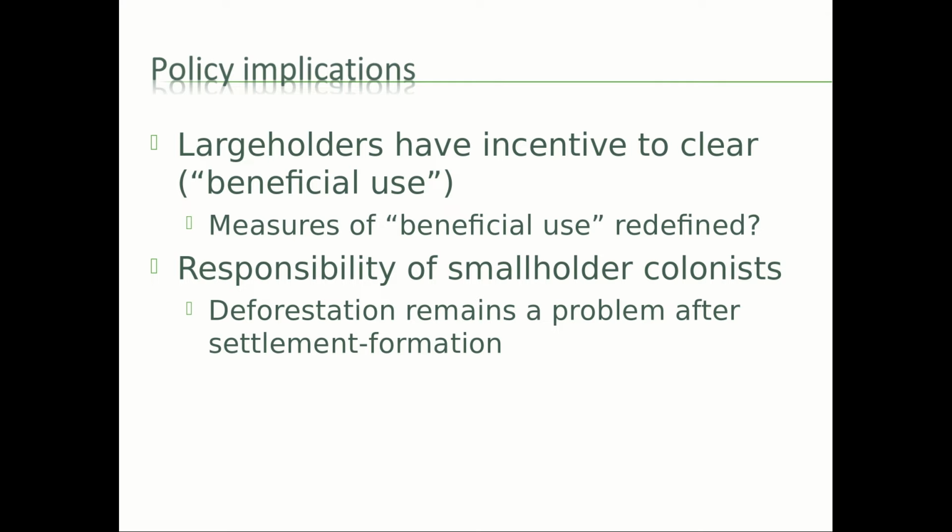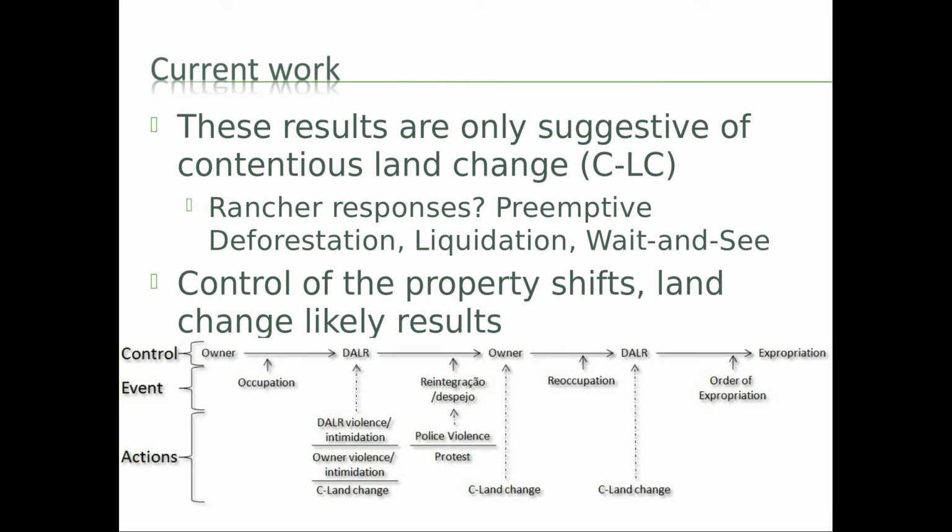There's also a responsibility here that some smallholder colonists and occupiers might be increasing the amount of deforestation too. Deforestation remains a problem even after land is taken away from large holders and given to small farmers. Deforestation still happens. So just because the land conflict goes away doesn't mean deforestation does. Now, the problem with these results is they're only suggestive of contentious land change. They're not going to really show you that it happens for sure. It just shows you that conflict and land change happen at the same time.